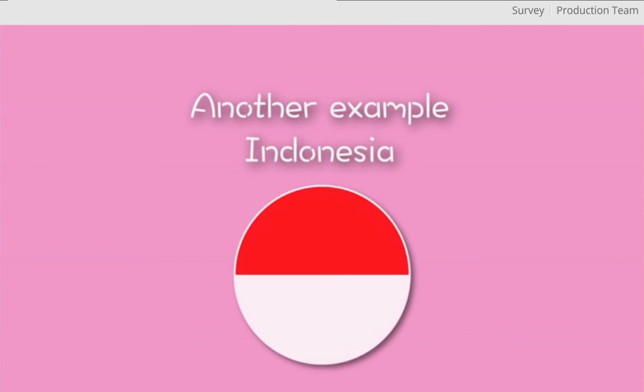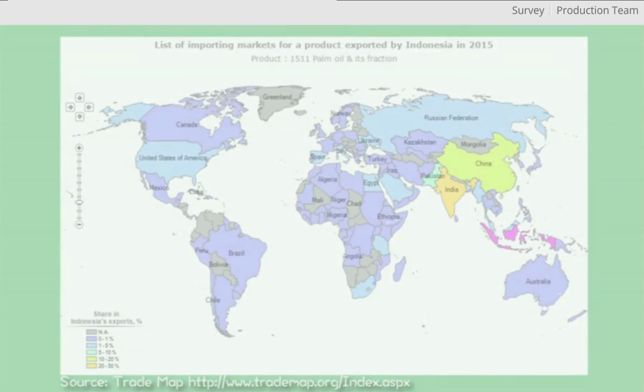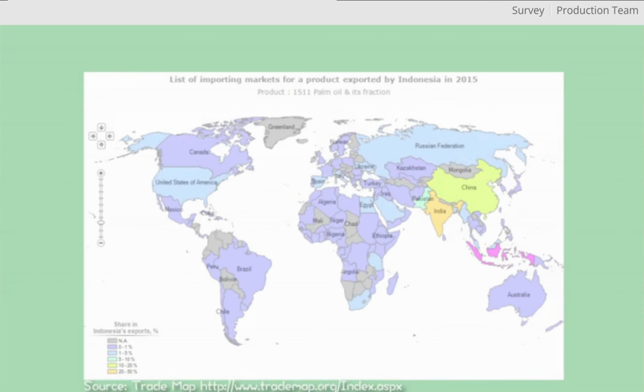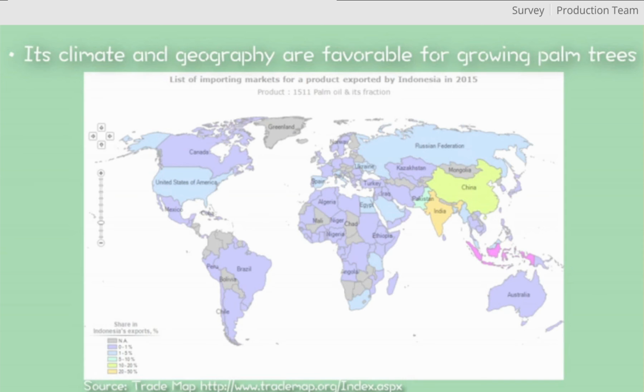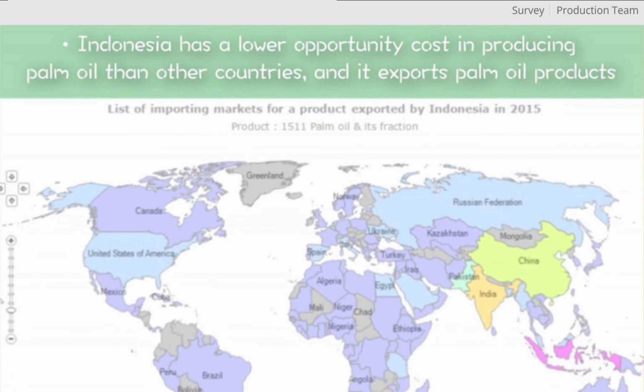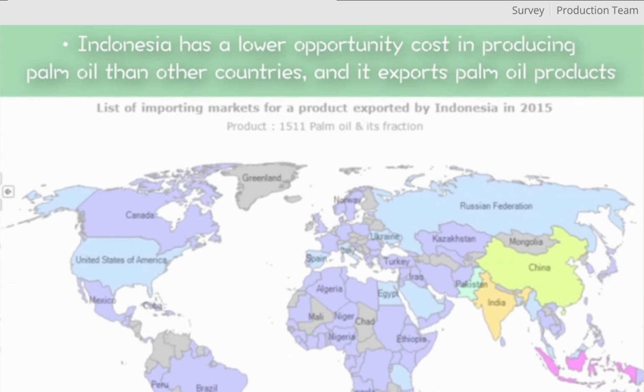Another example is Indonesia. Its rich endowment in natural resources favors its export of such products. Indonesia is the largest exporter of palm oil products in the world because of its abundance in palm trees. From the map, we can see that China is the main importer of Indonesian palm oil products.